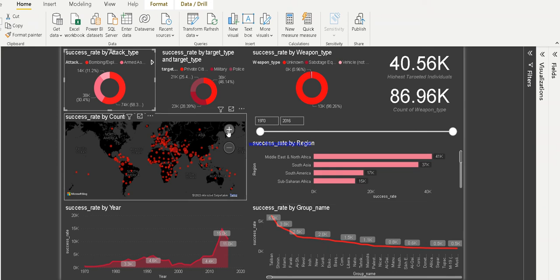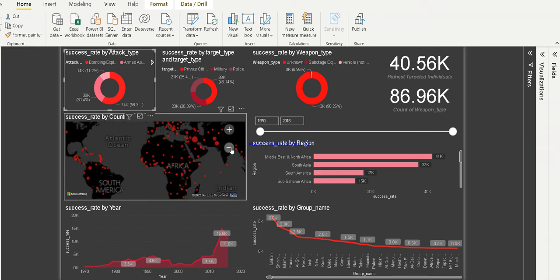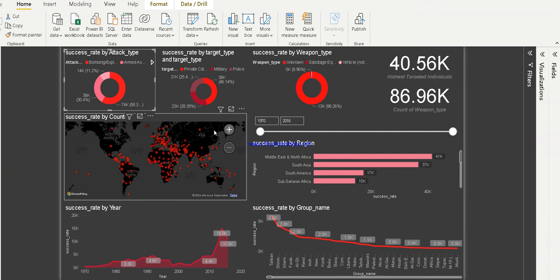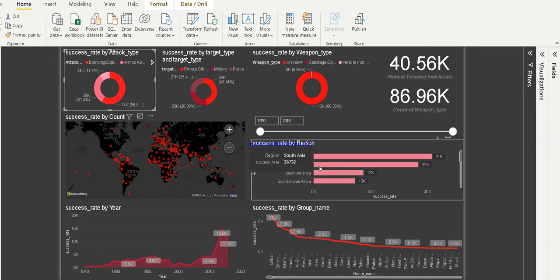As we can see, we can also use the zoom out and zoom in buttons to get more insight into the particular map. The next one is the success rate by region. The regions most impacted by terrorist attacks are the Middle East and South Asia. The Middle East, including Iran and Iraq, has the highest number of killings till now, along with the success rate of global terrorism.